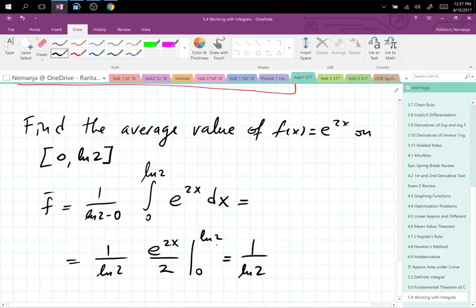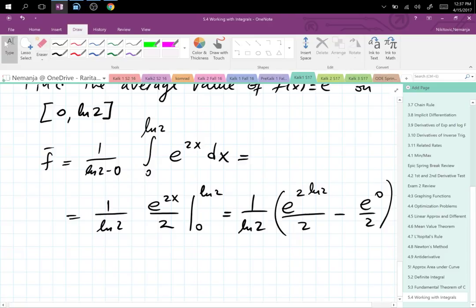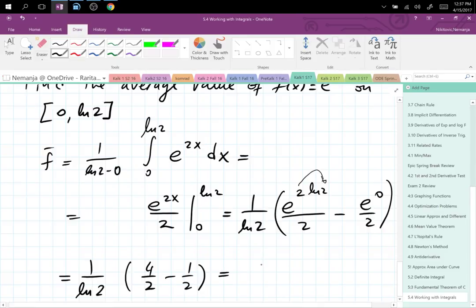And now what do we do? Compute it. e to the 2 ln 2 over 2 minus e to the 0 over 2. Just interested in how many of you skipped on computing 0. You have to in this case, because e to the 0 is 1. So you have the half surviving there. Now this 2 is going to go in as the exponent, so it's ln 4. So this becomes 4 over 2 minus 1/2. So the whole thing is 3 over 2 ln 2.